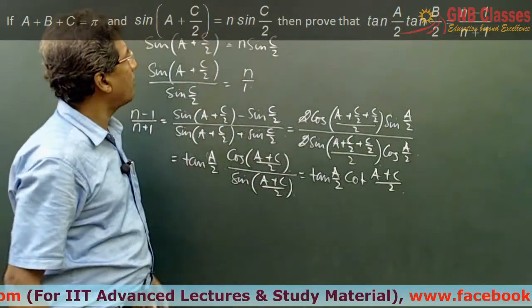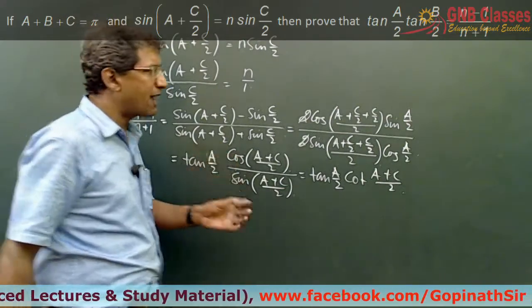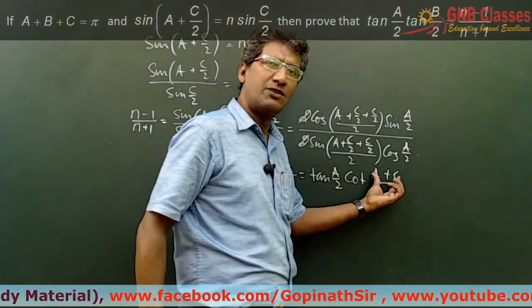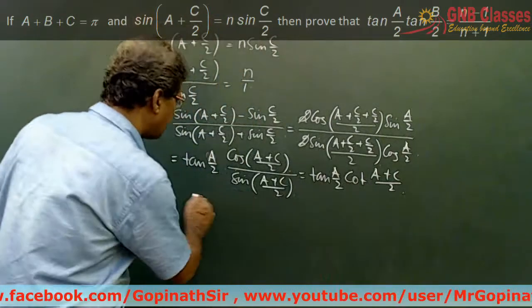Now we have that a plus b plus c is pi. So in place of a plus c, I can write pi minus b. So what we are getting?